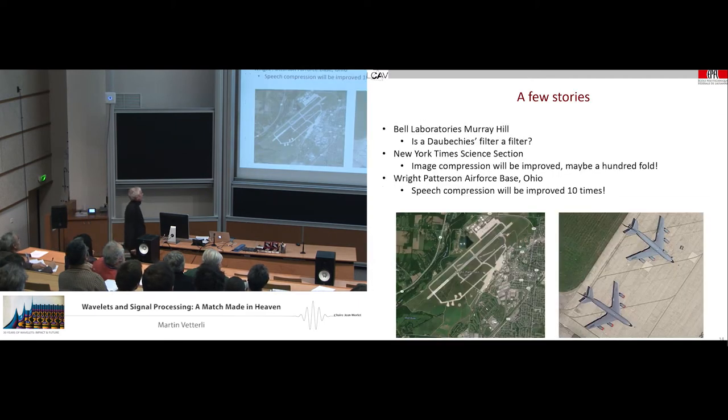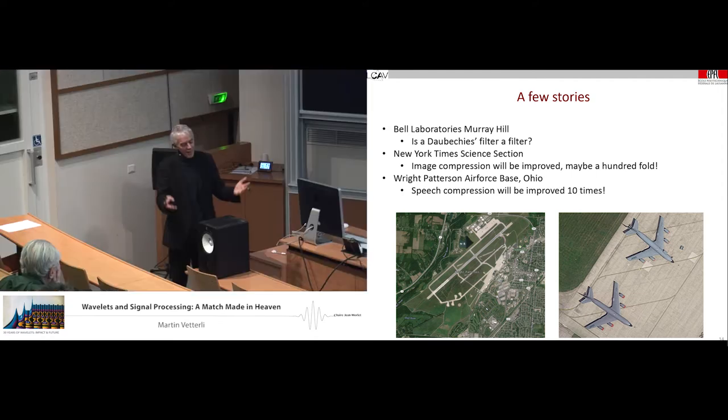Okay. So then come a few stories. I have to tell stories, I'm sorry, because I was asked to give a review of the history of this. The first one is about Bell Labs. Ingrid is not here; she would do it more properly. But I knew the people on the other side of the corridor, because she was in Murray Hill in the math department, and across the corridor was a signal processing group.